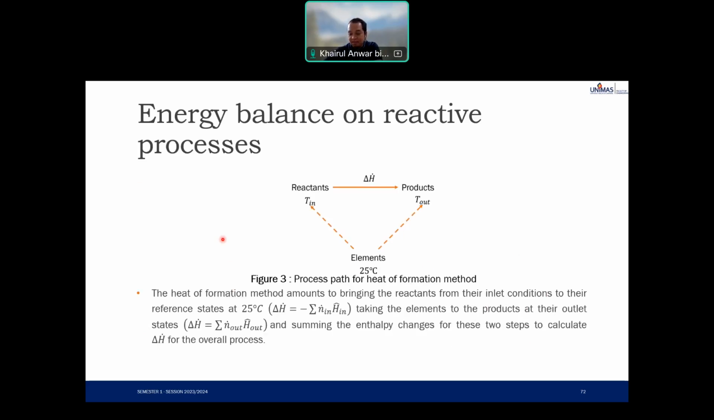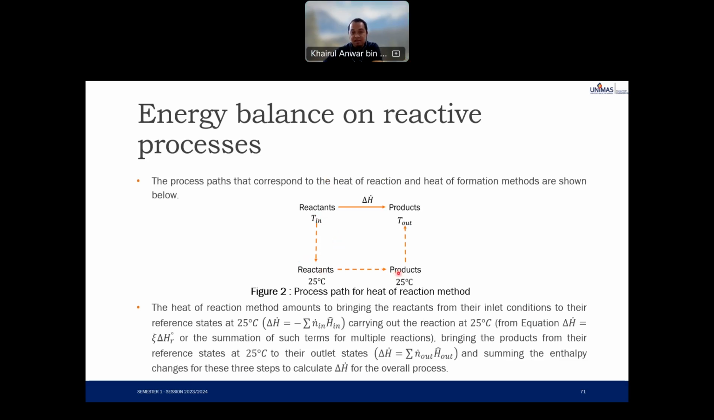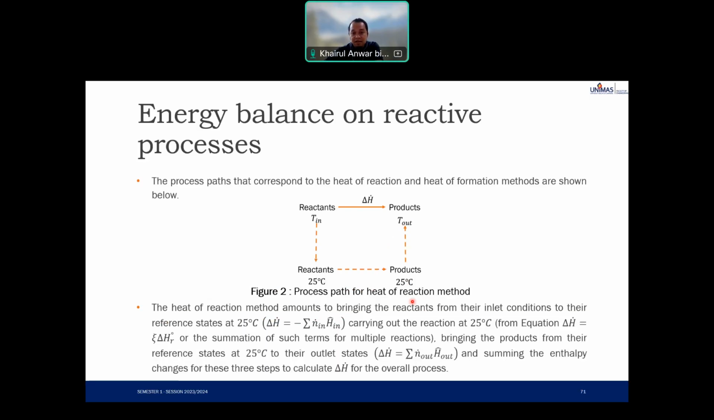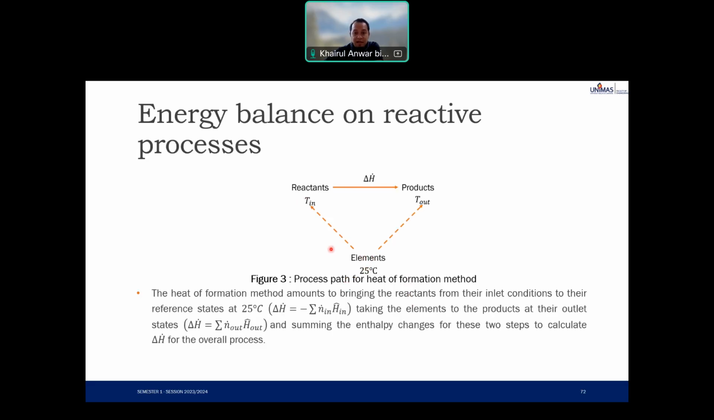This is heat of formation. You see the difference. The one extra: the heat of formation method amounts to bringing the reactants, you see the arrow as well, from the elements to the end products. That's why you see the delta HF, heat of formation. For anything other than elemental species, you need to do the heat of formation.